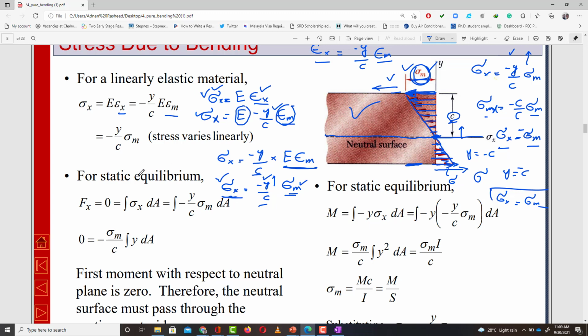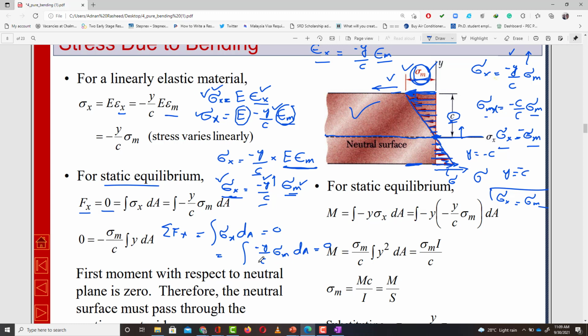Now from our previous equation, the static equilibrium condition that we discussed, the sum of all forces along the x direction must be 0, and we wrote that this is equal to the integral of sigma x times the small differential area dA, which must be equal to 0. Now this stress is actually minus y over c into sigma m into dA. That must be equal to 0.